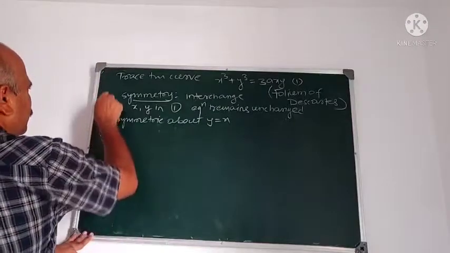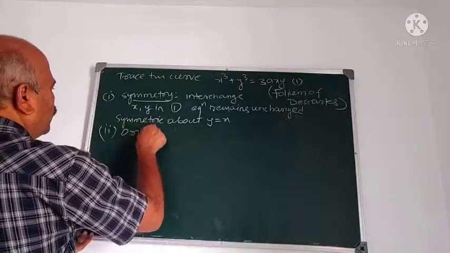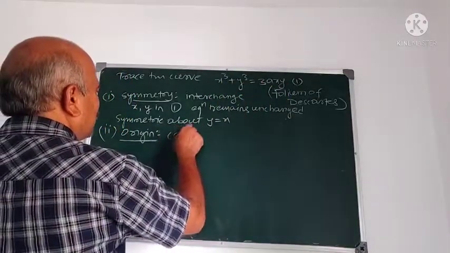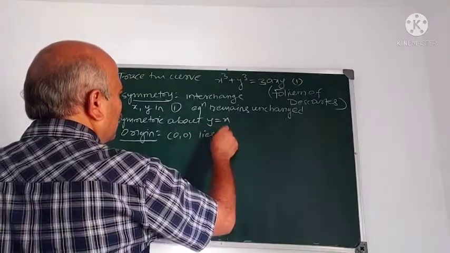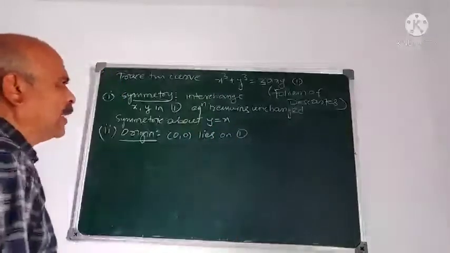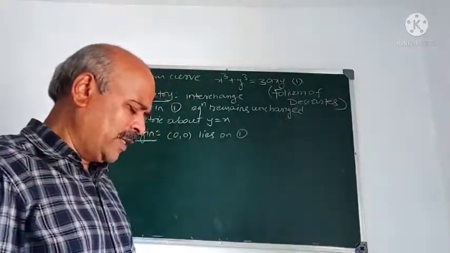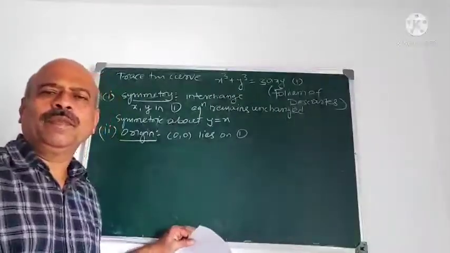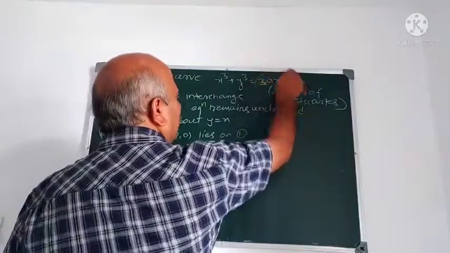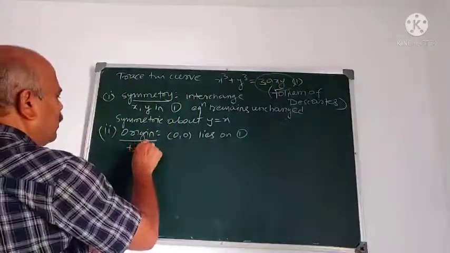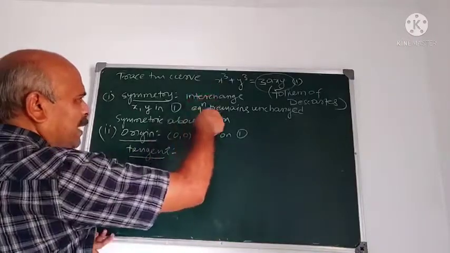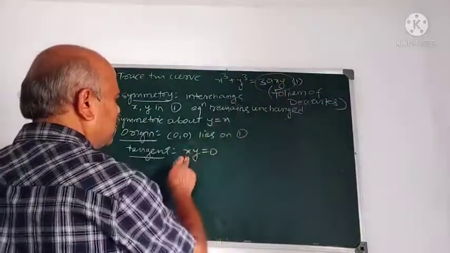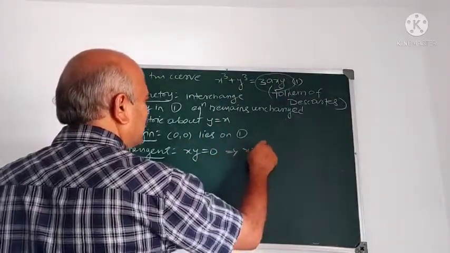Second, origin. Whether the curve passes through origin? Yes, because 0, 0 substituted satisfies the equation. Therefore, it passes through origin. And if it passes through origin, what is the tangent at origin? We have to find out. How to find the tangent at origin? By equating the lowest degree term to 0. See, this is important. Equating the lowest degree term to 0, we get xy is equal to 0 because 3axy is 0 means xy is 0. This implies x is 0, y is 0.